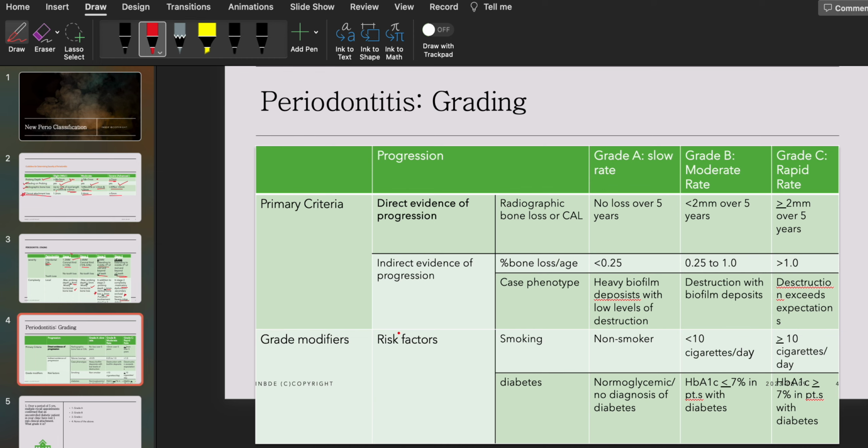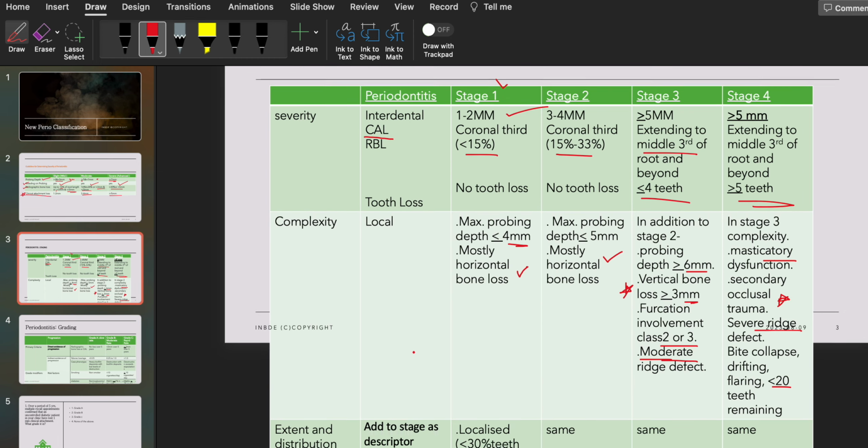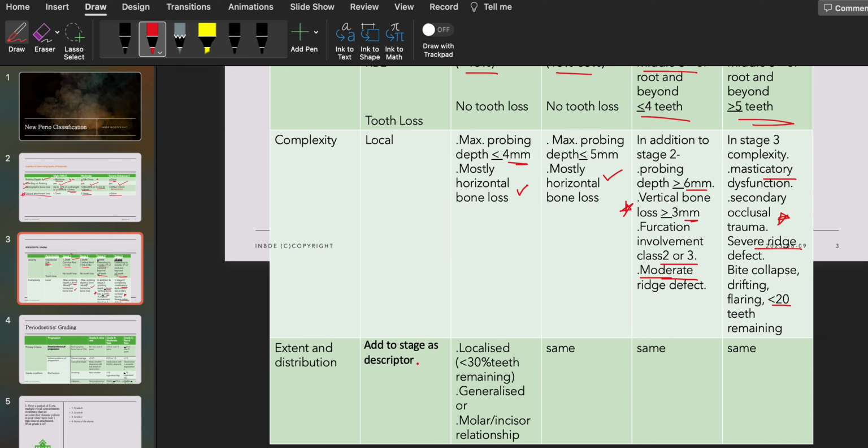Now, extent and distribution. Sorry about that. So let's talk about extent and distribution. We know that there is going to be localized, generalized, or the molar incisor pattern. This is something that they changed from the previous one. Now they talk about molar incisor. Localized means less than 30% of teeth involved. Generalized means more than 30 percent of the teeth involved. And molar incisor means that the periodontitis is only limited to molars and incisors. So for the rest, the staging is the same.